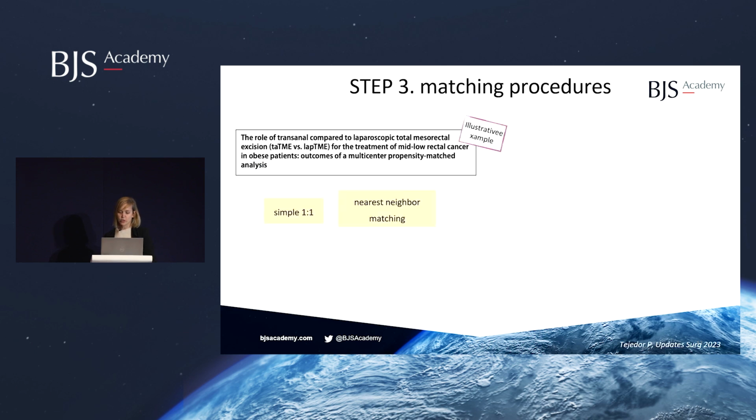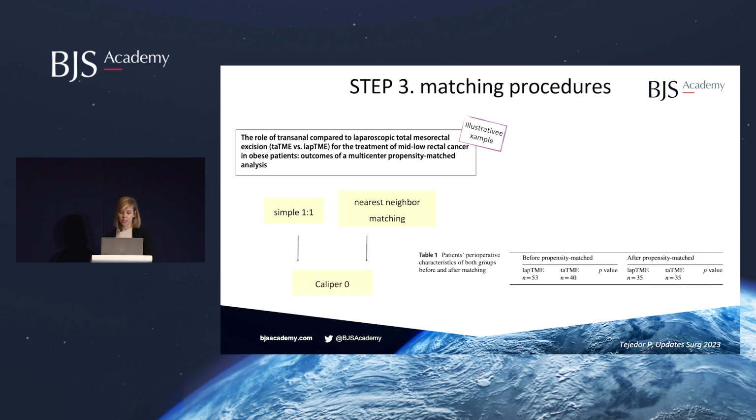So in the example we were using, nearest neighbor matching was employed, a simple one-to-one matching with a caliper of 0. As we can see here, we started with 53 and 40 patients in each group, and at the end, a few patients were excluded in both groups in order to find the exact matches.